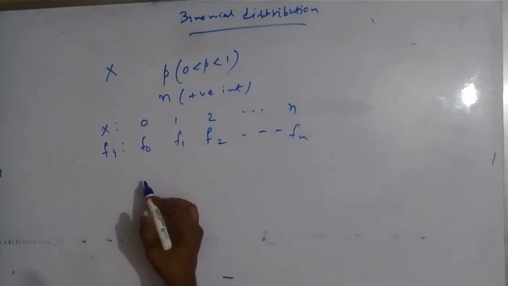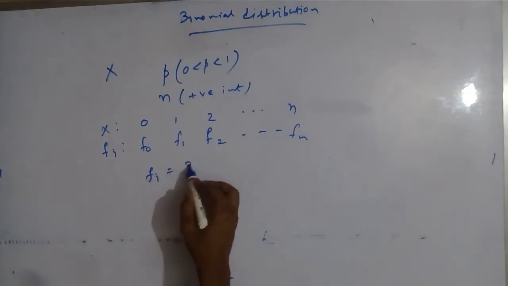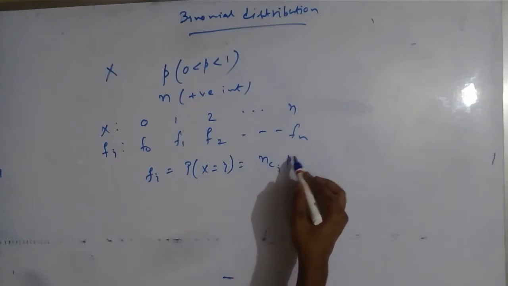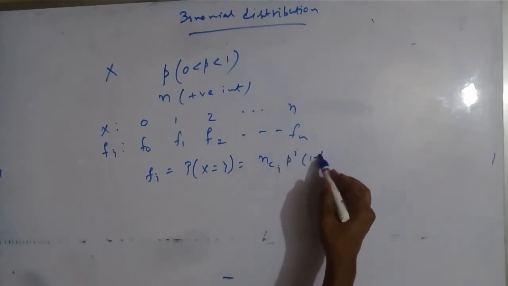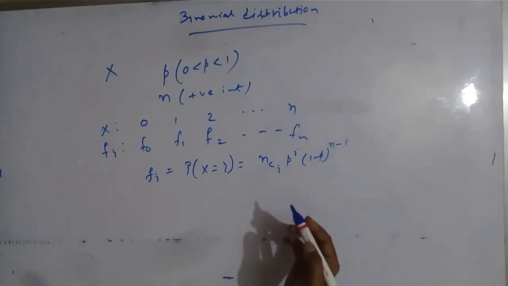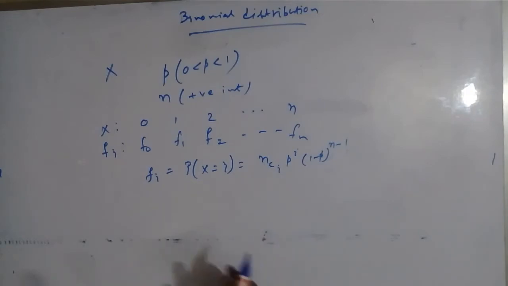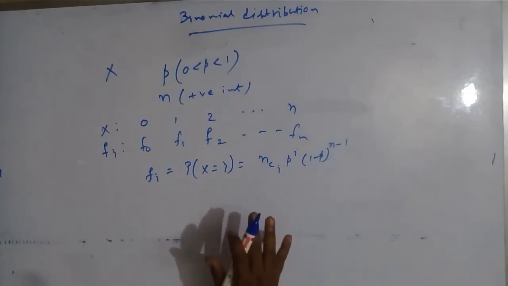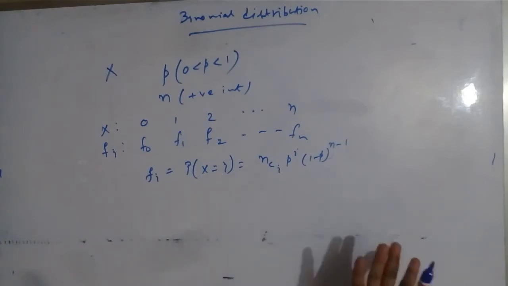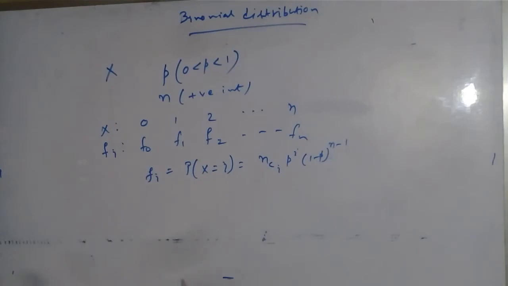where the probability mass function is given by the probability of X equal to i is nCi p to the power i times (1 minus p) to the power n minus i. This is the distribution function of binomial distribution, and binomial distribution is for only discrete variables. So X is a discrete random variable, and there are two parameters, p and n.